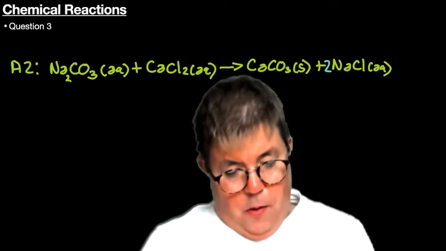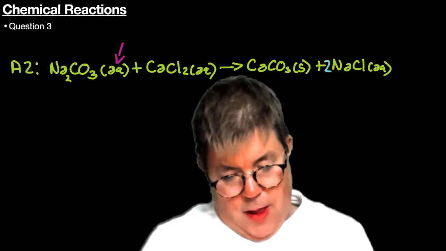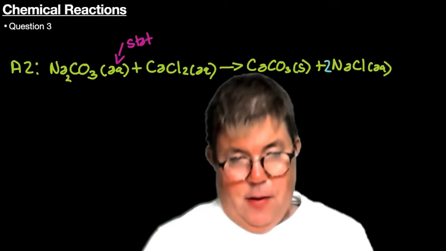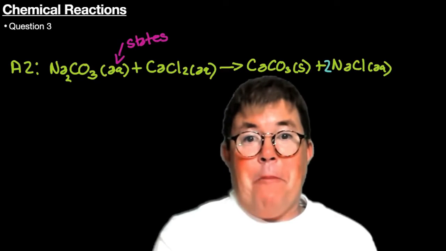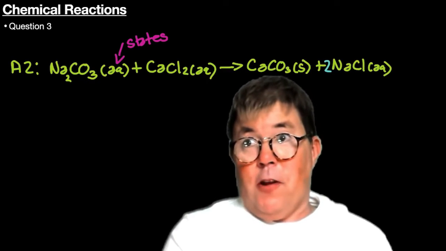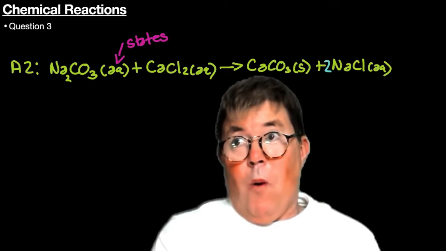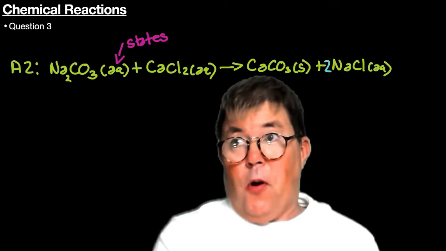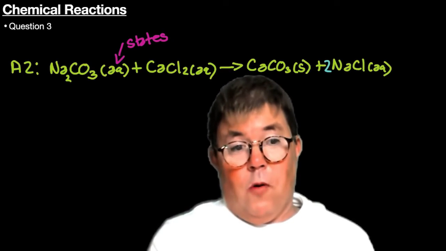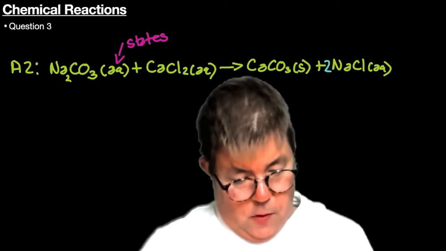Also pay attention to the states. The states of matter are very important when writing a chemical reaction. They tell us what products to expect and what the appropriate states of the reactants are in order to have the chemical reaction. Let's move on.